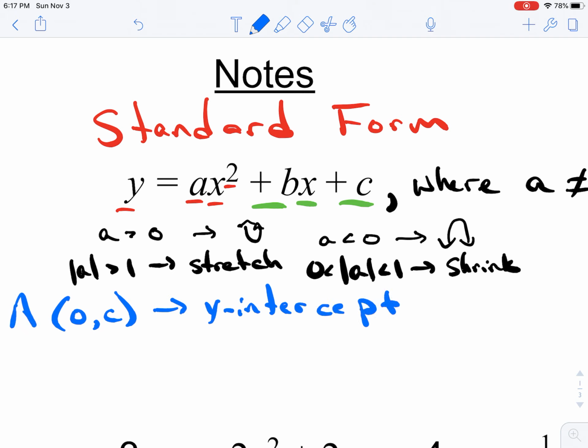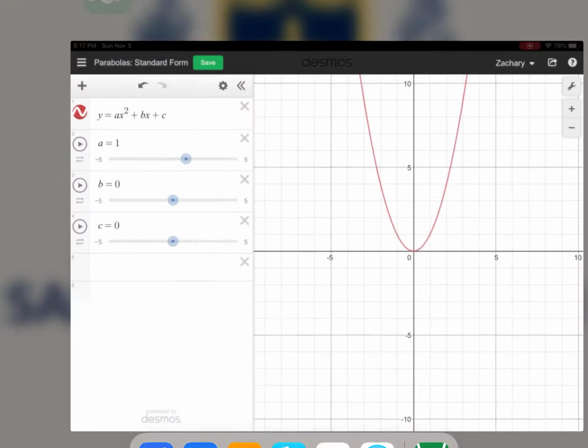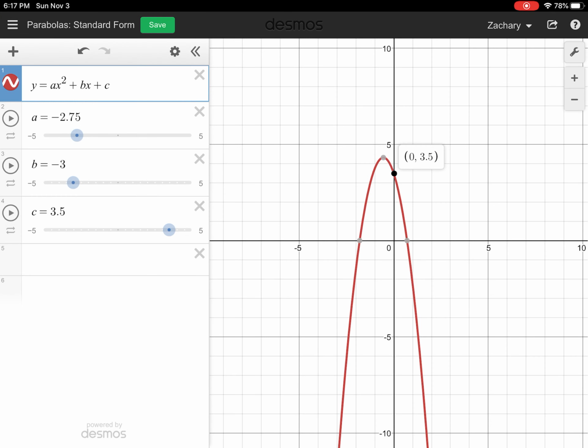This is going to be something that's really important in standard form. It's actually the only point that we can get without doing any work. So in vertex form, if you remember, we could look at the equation and know what the vertex is right away. It was h and k. In standard form, you can't find the vertex right away, but you can find the y-intercept. Now, the hardest thing is to figure out the vertex, and it kind of takes some work.